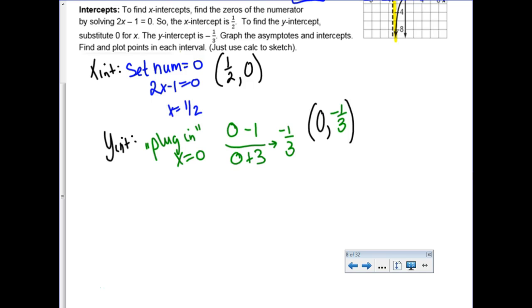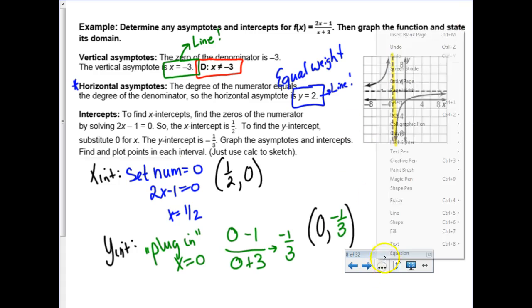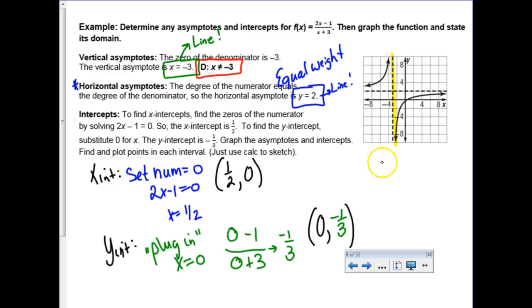On your homework, you're going to find all these things for me, and then you're going to have to graph them. So you're going to graph everything you just found. Now they already did it for you, but notice. We had a vertical asymptote at x equals -3. At some point we found a horizontal asymptote at y equals 2. I always mark those with highlighters when I'm graphing on my notes.